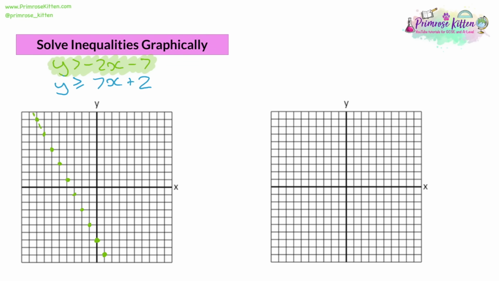Now you'll notice I'm going to draw a dashed line for this, and the reason is this is a greater than line. So we do a dashed line. If it's greater than or equal to, you do a solid line. And we'll talk about the importance of this in a moment once we've got both lines.